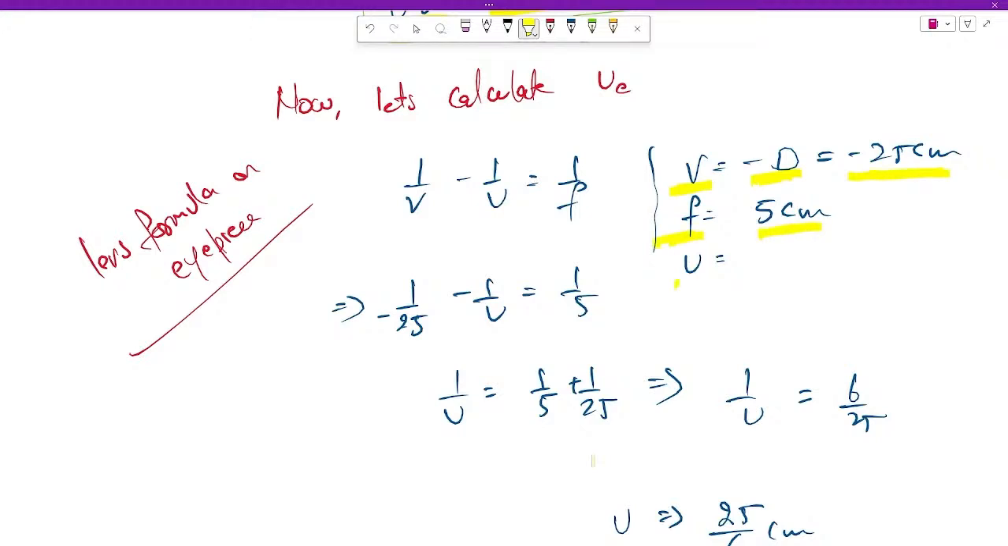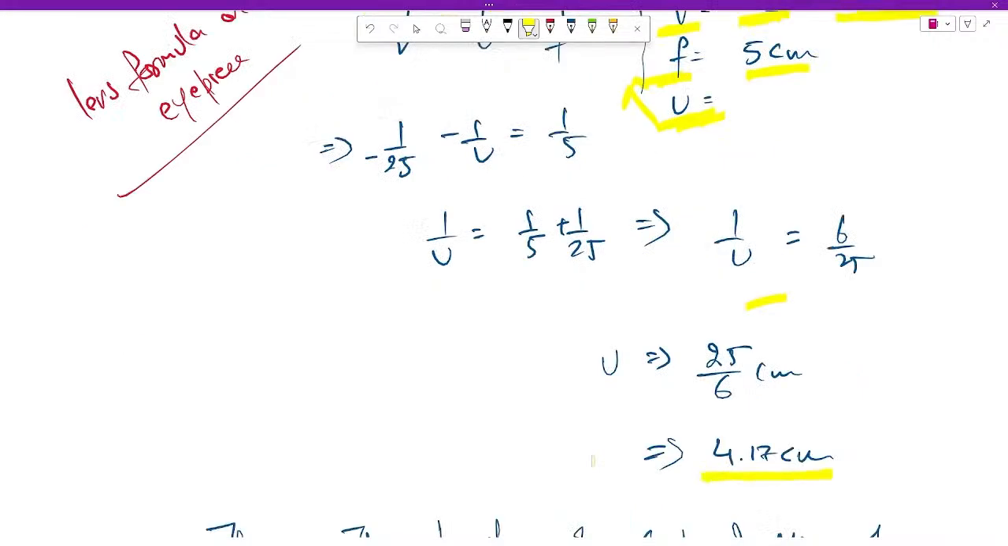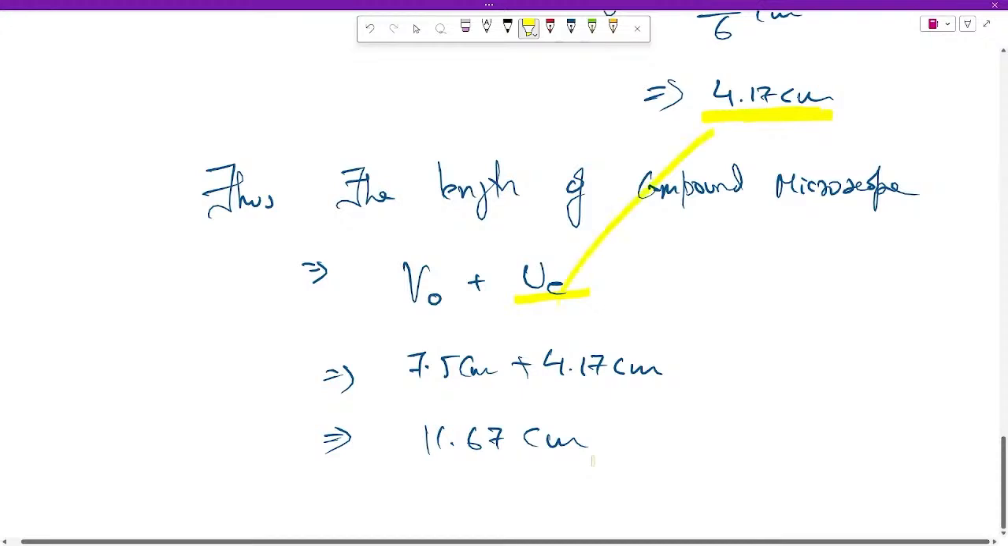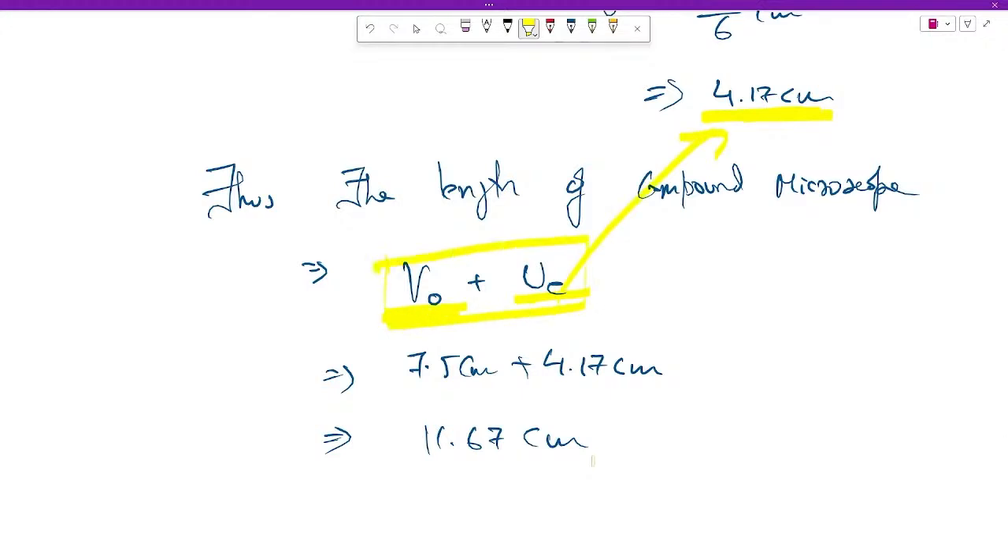So we just need to find out the value of u. We can use the lens formula to find out just one variable. Using the lens formula, we will get the value of u as 4.17 centimeter. So the object distance from the eyepiece is going to be equal to 4.17 centimeter for the magnification of 6x. Now we have got the value of UE, and we calculated earlier the value of VO. We can add them to get the length of the compound microscope, and similarly substituting the values we find the answer as 11.67 centimeter.